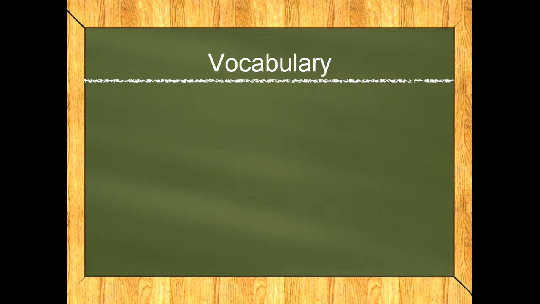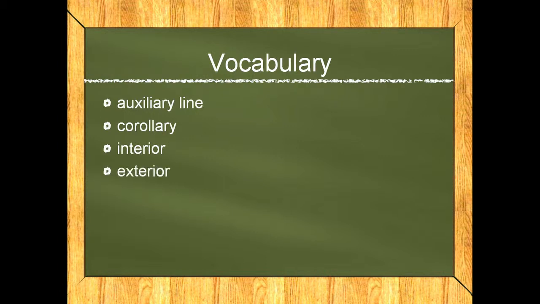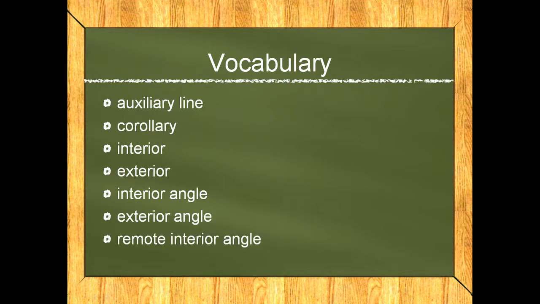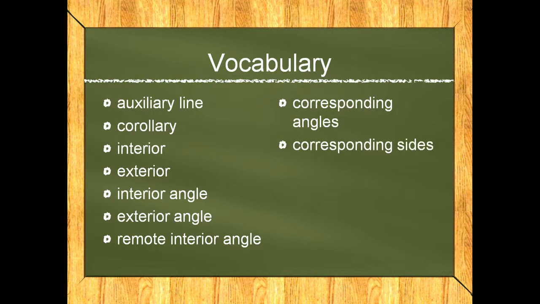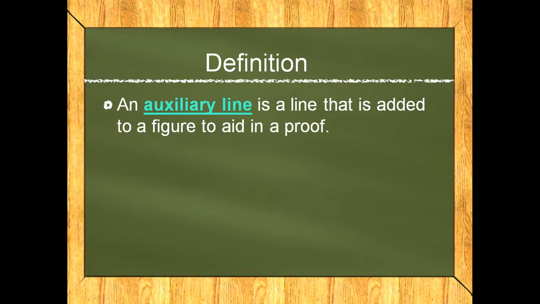The vocabulary for your lesson are auxiliary line, corollary, interior, exterior, interior angle, exterior angle, remote interior angle, corresponding angles, corresponding sides, congruent polygons, and let's start with the definition of auxiliary line. This is a line that is added to a figure to aid in a proof.